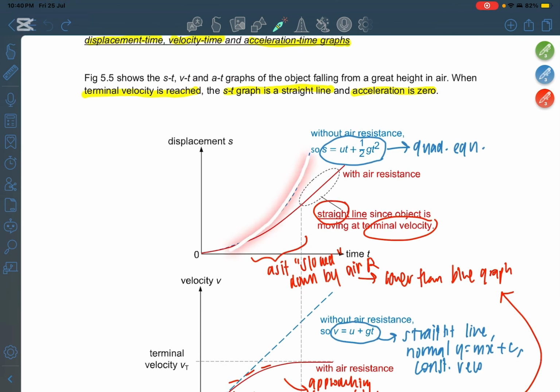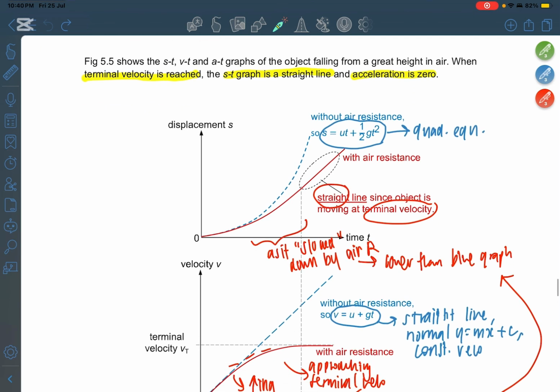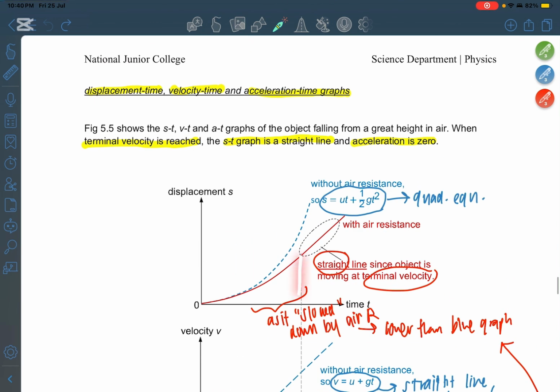Because it's supposed to go farther, but because there's air resistance slowing it down, it doesn't go as far. That's why displacement is lower than the blue graph. Then you see after you reach terminal velocity at this time here, there's going to be a straight line. Why? Because the object is moving at terminal velocity, so same displacement each time interval. So that's why it's a straight line.